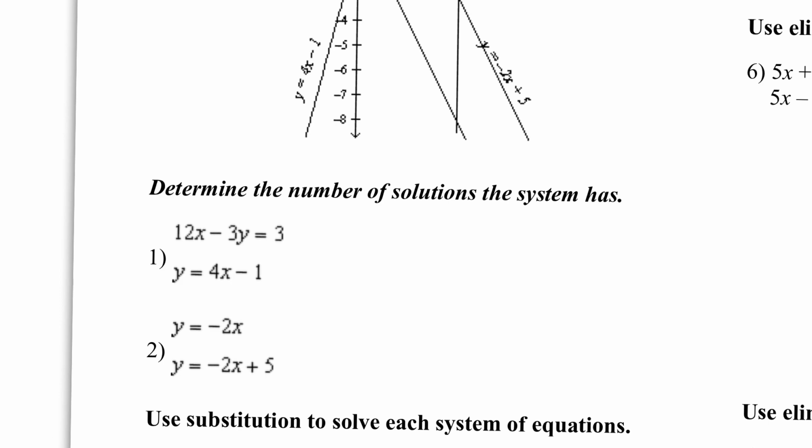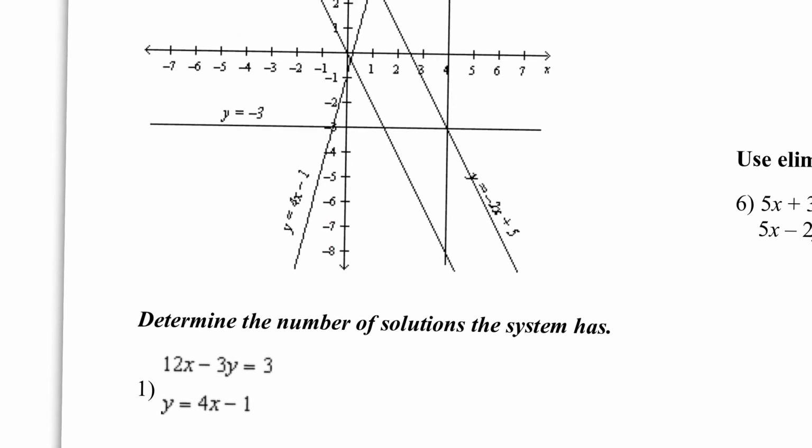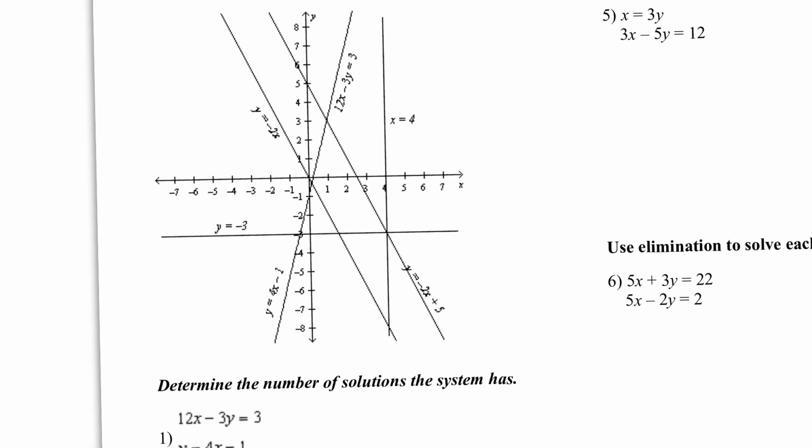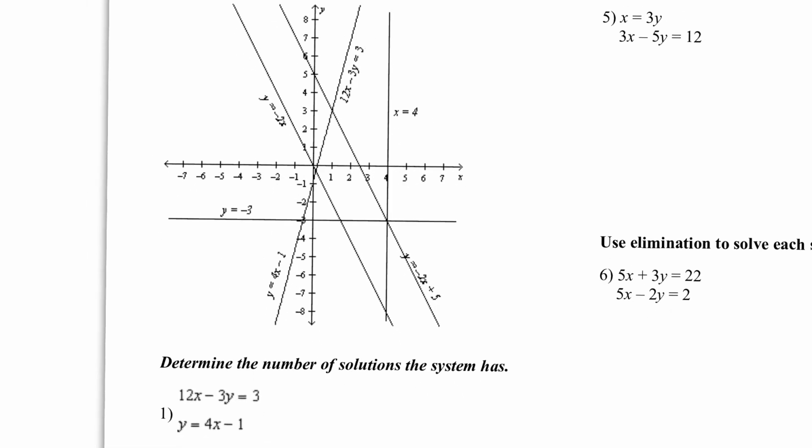So using the graph that you have on the top right there, we need to find out what type of lines we have according to the system. So I'm looking at this system and the first equation is 12x minus 3y equals 3. So I'm going to look for that one and I'm going to highlight it. But it is right here, 12x minus 3y equals 3. And that represents this red line. So that's the first line of the system.